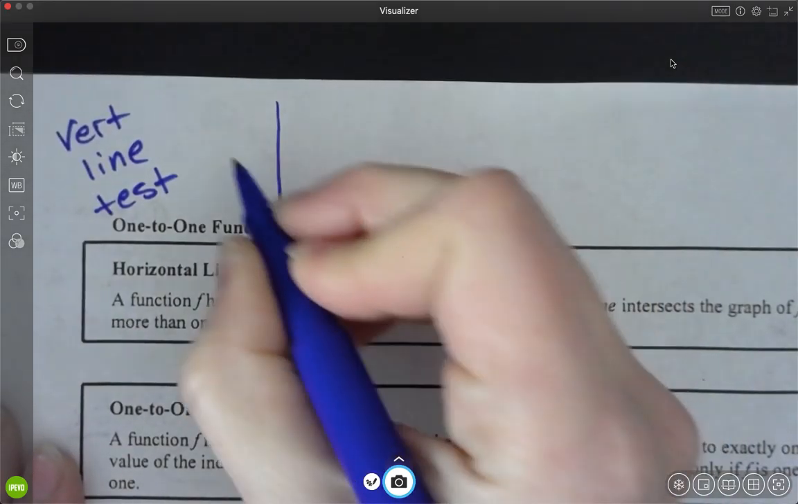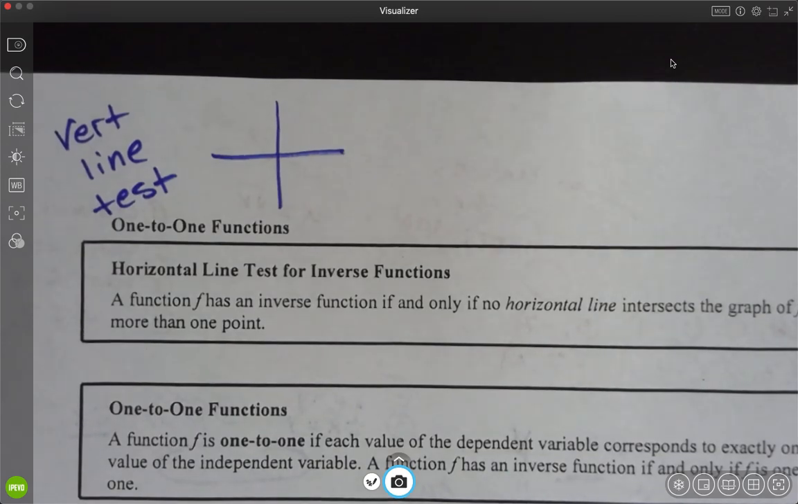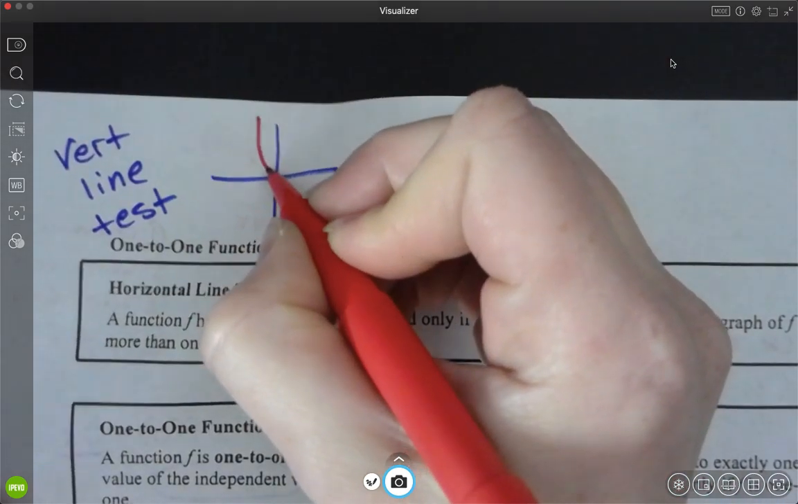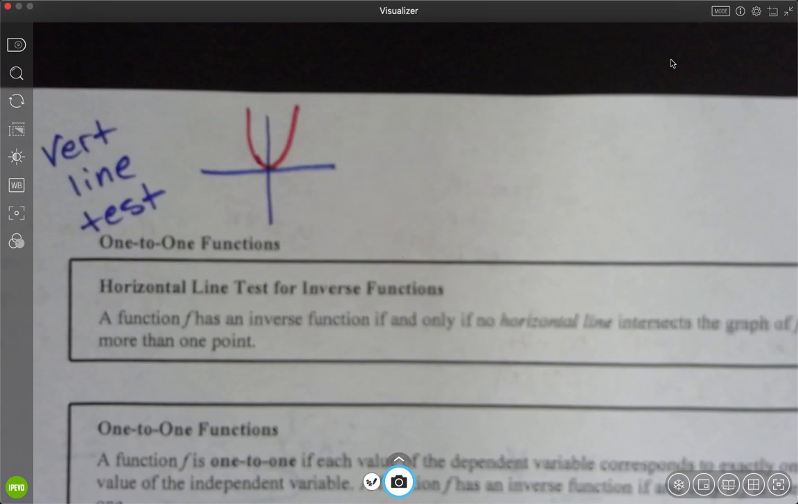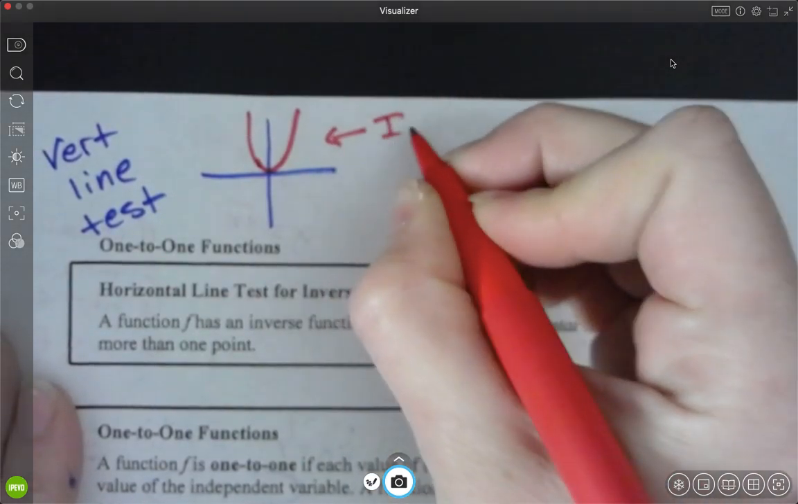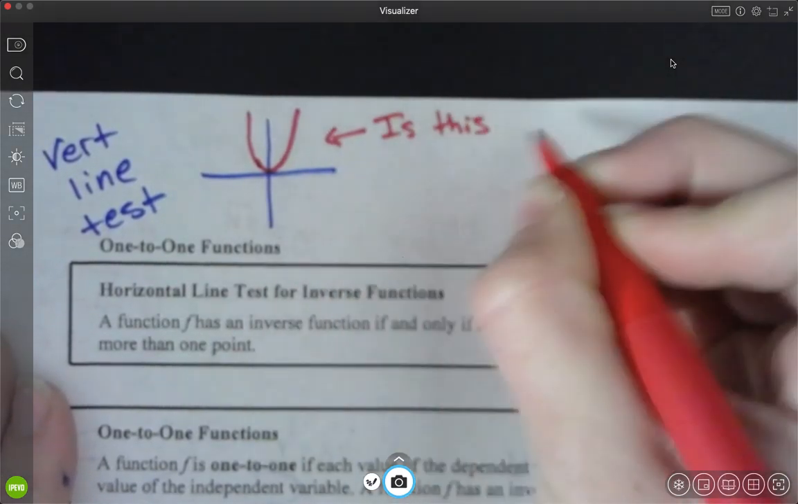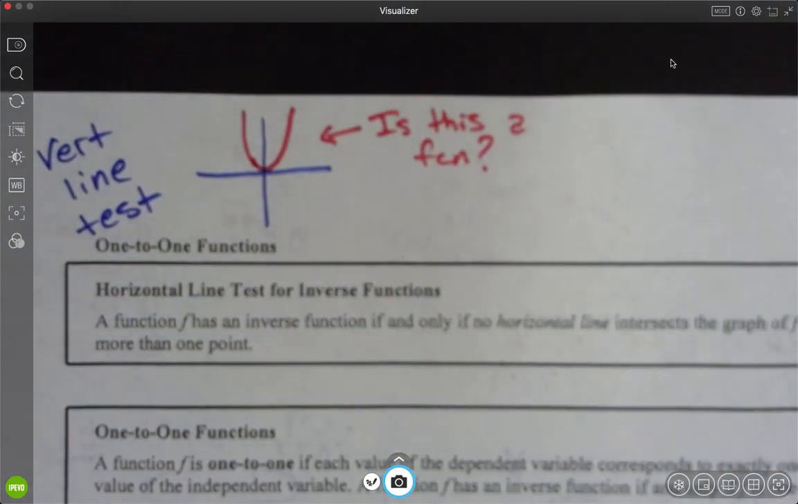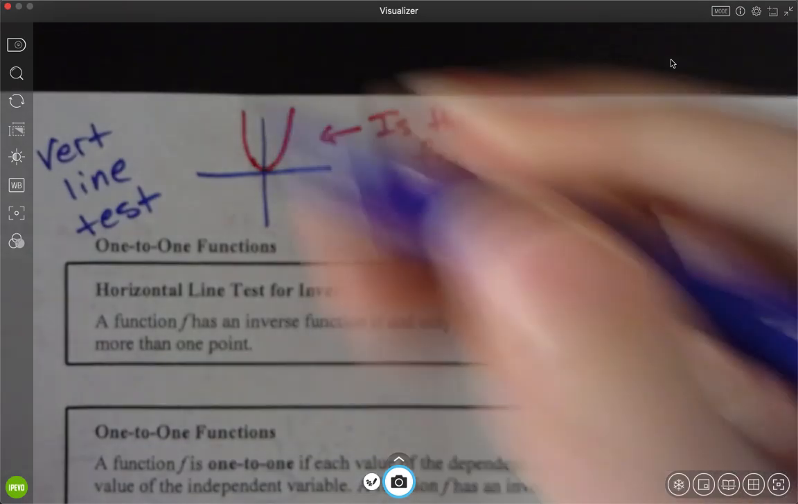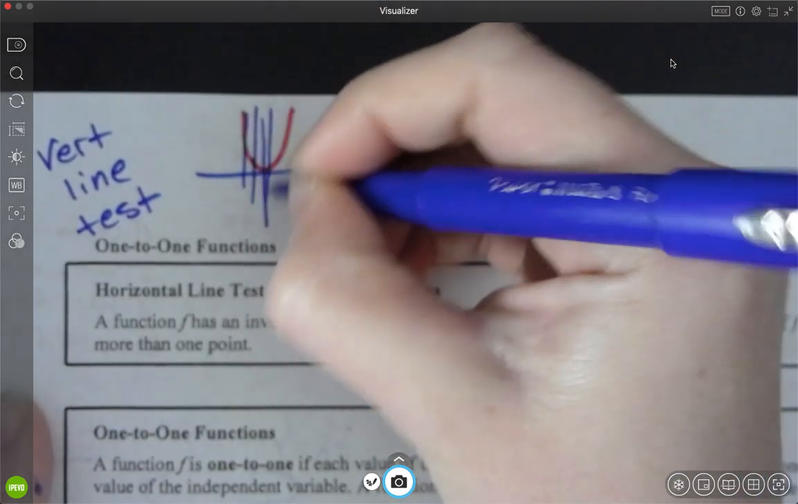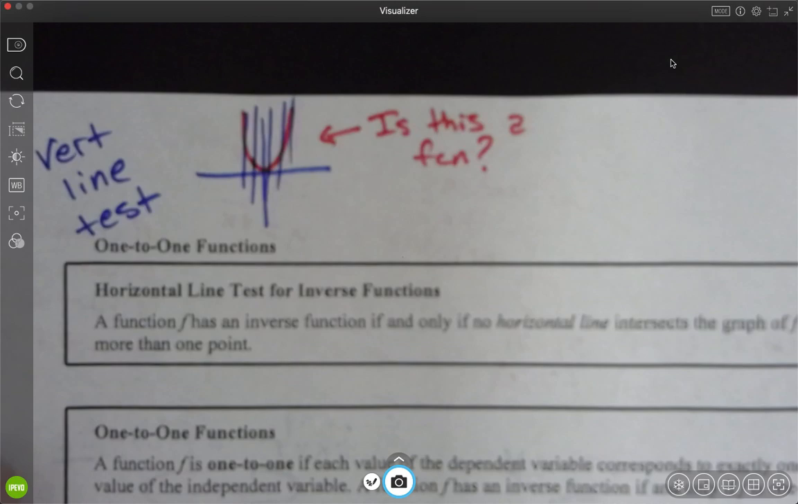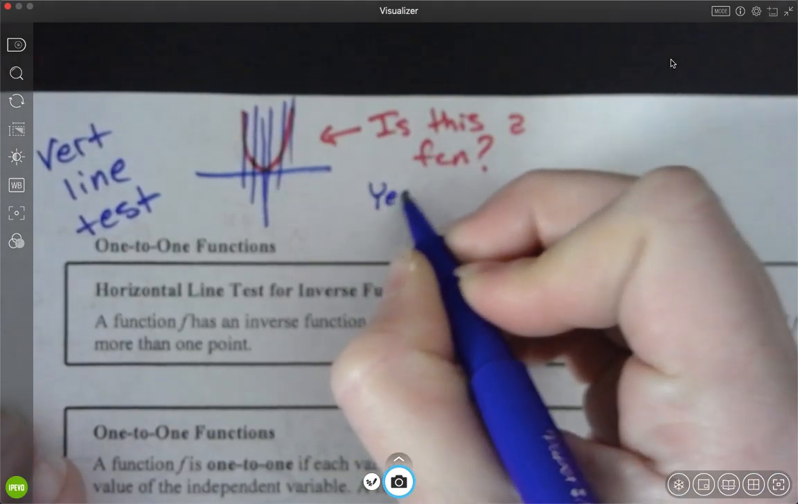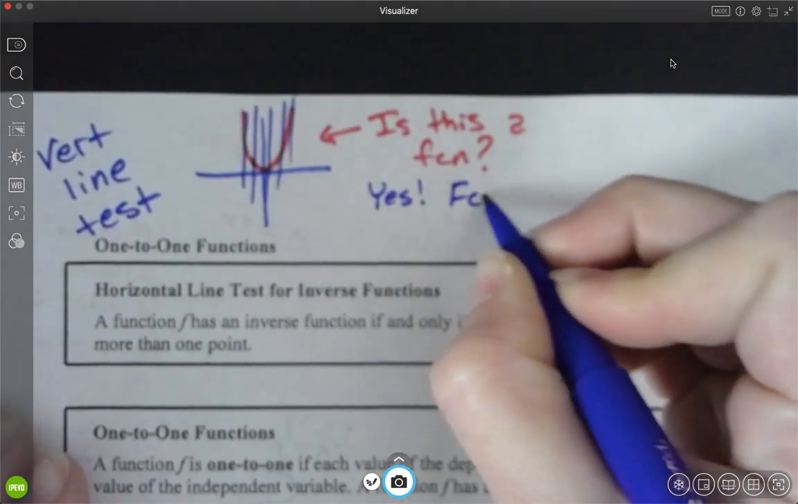So here is the function. I'm just making this up. Let's say here is my function, right? This is what my function looks like. It is a parabola, okay? So if I want to know if this is a function, I would do the vertical line test to it, right? Does it pass the vertical line test? Yes. It is a function, okay?